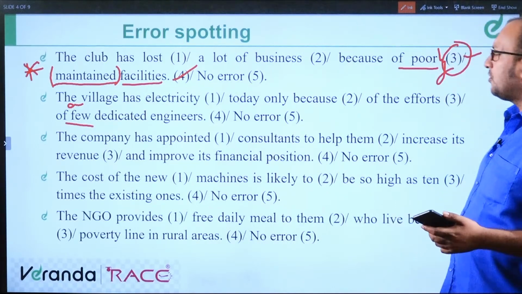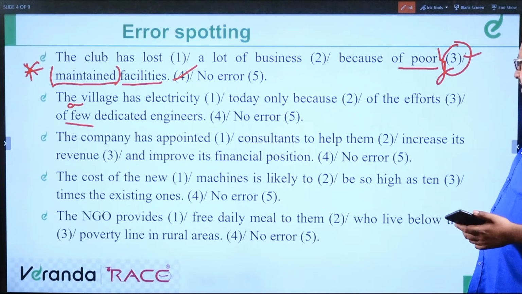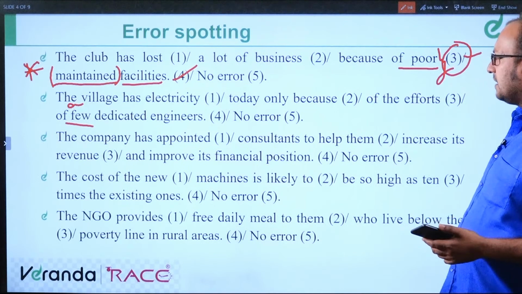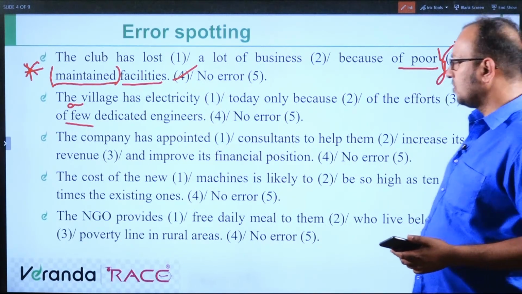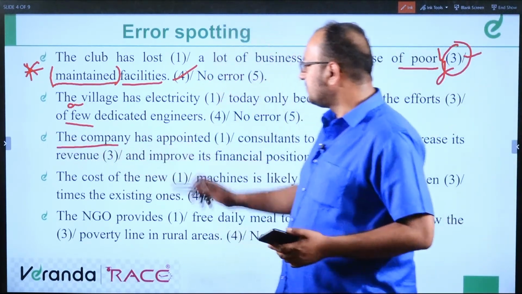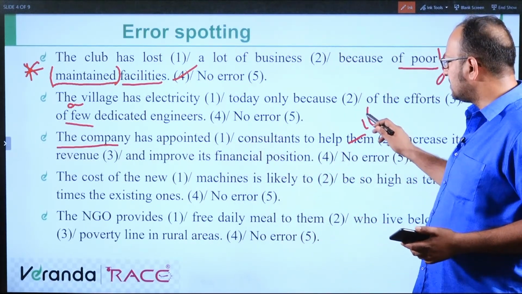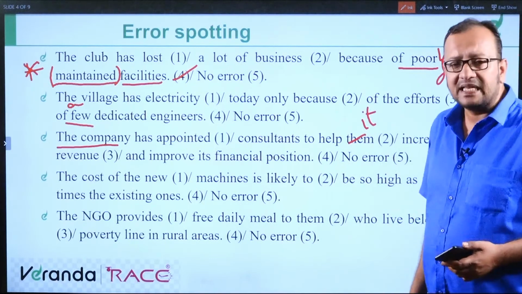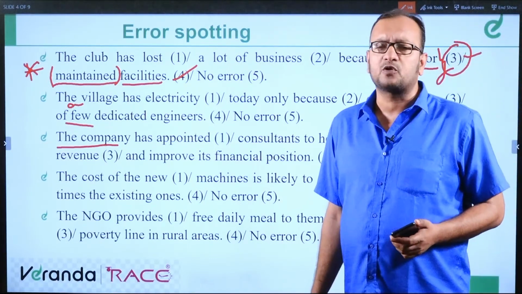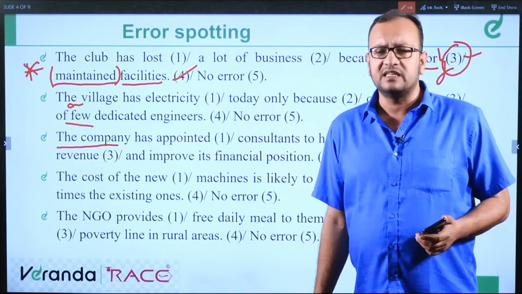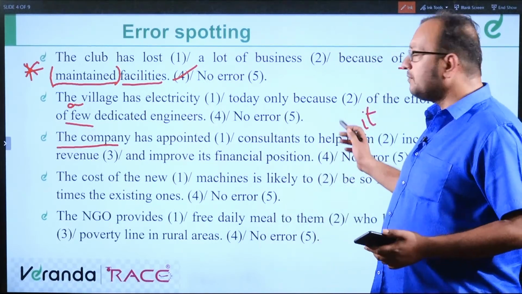The company has appointed consultants to help them increase its revenue and improve its financial position. So we are talking about the company appointed consultants to help it, because we are talking about the company. Company is singular, so we should use the pronoun it for the company, not their. So we have them or their.